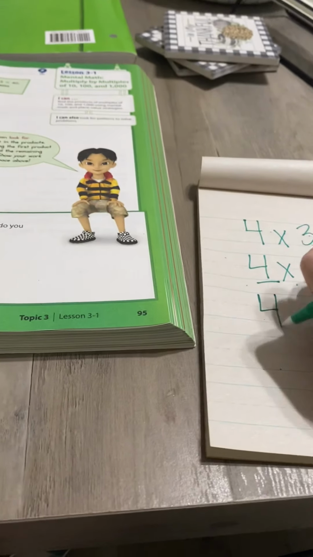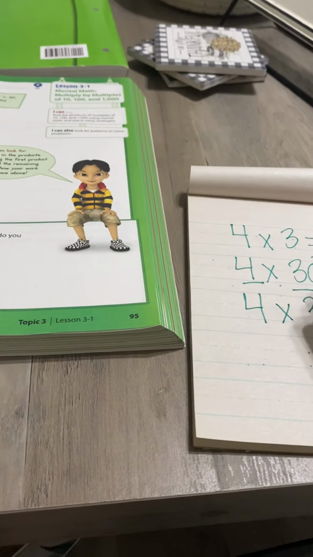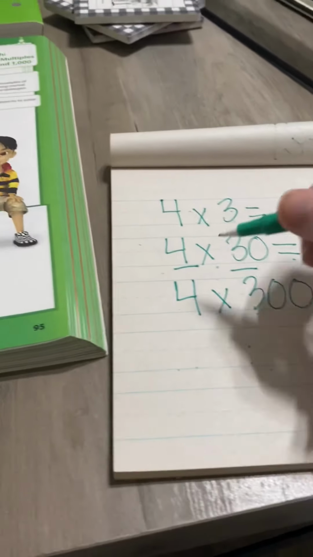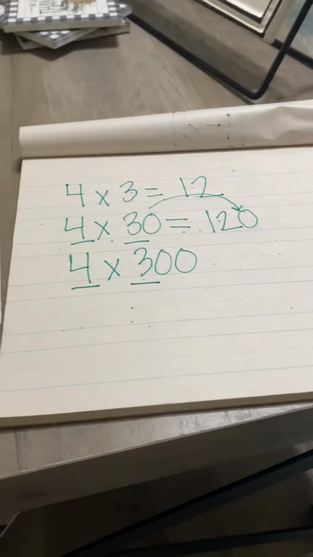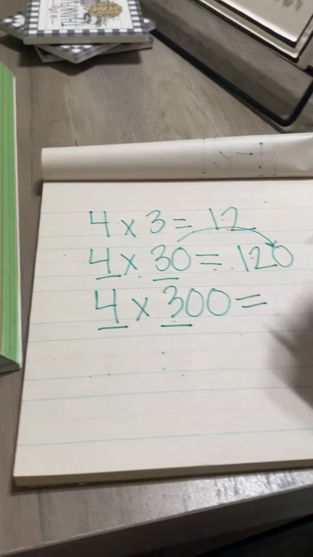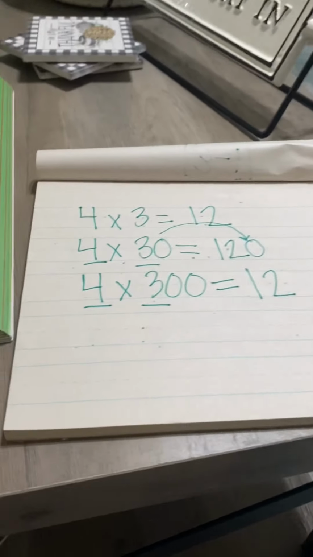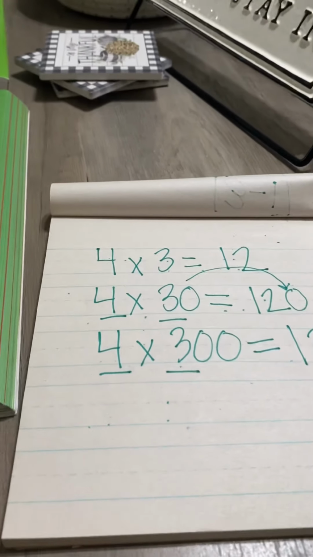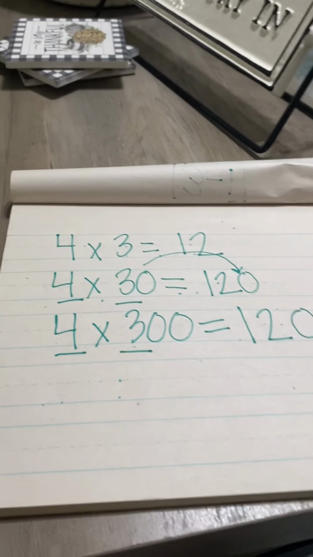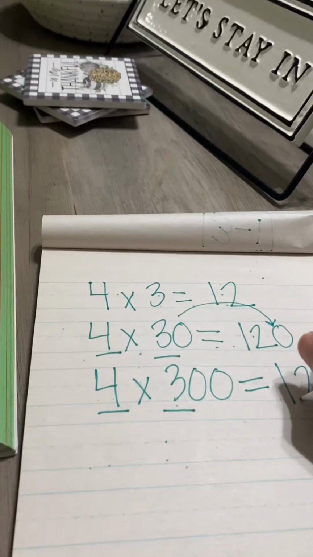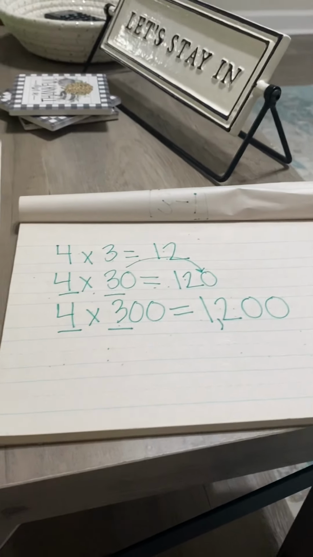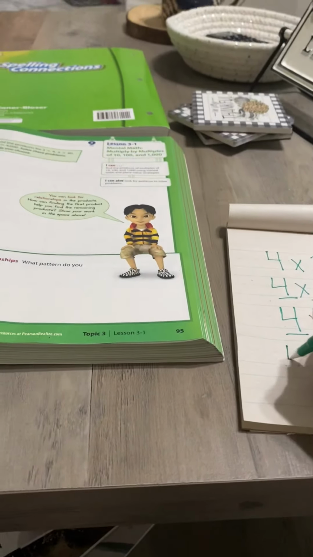Now, as I get bigger, let's do 4 times 300. Still taking what I know. Remember, we always do what we know. 4 times 3 is 12. And then I add my 2 zeros, which gives me 1,200. All right, I'm going to get a little bit bigger.